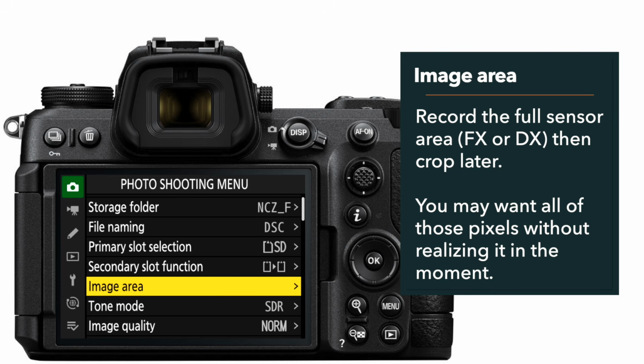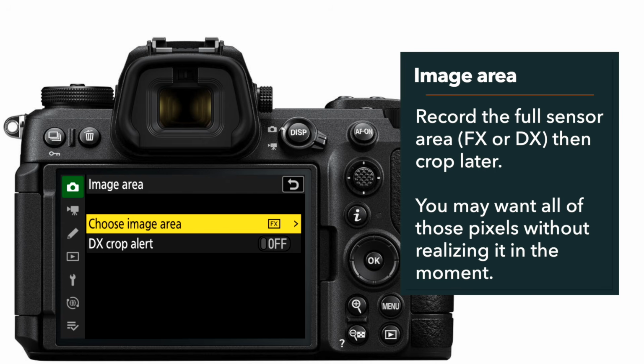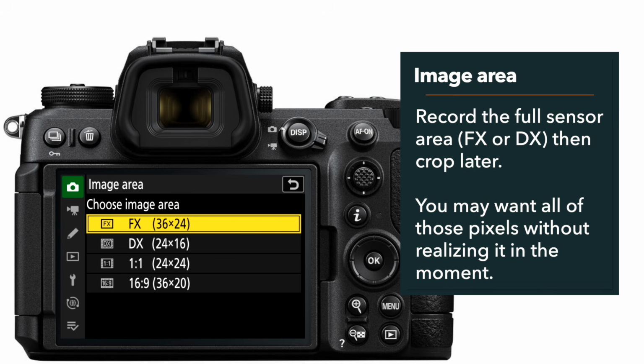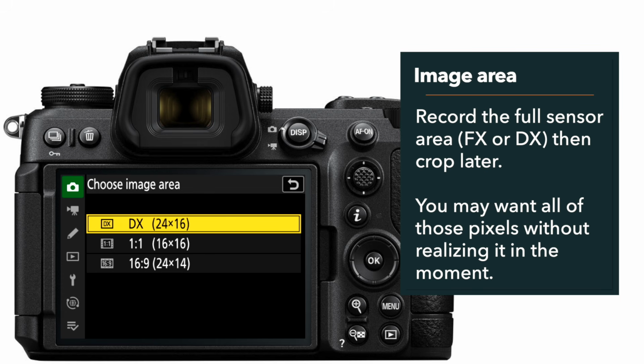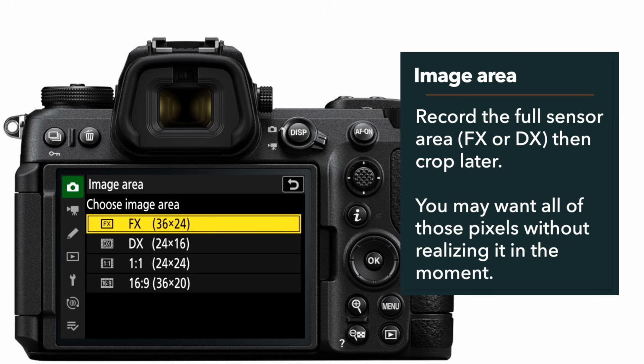There are a few different aspect ratio options under image area. You can do fun things like recording a square image format or a letterbox image format. And while those may be fun if you do a certain style or you have a specific photo challenge that you're working on, when you're traveling, I'd recommend just setting this to the normal aspect ratio, the FX if you have a full frame camera, or the DX format if you have a crop sensor camera, and then crop into those different aspect ratios, either a 4:5 or a 1:1, later on if you need to. Just record all of those pixels now just so you have them.